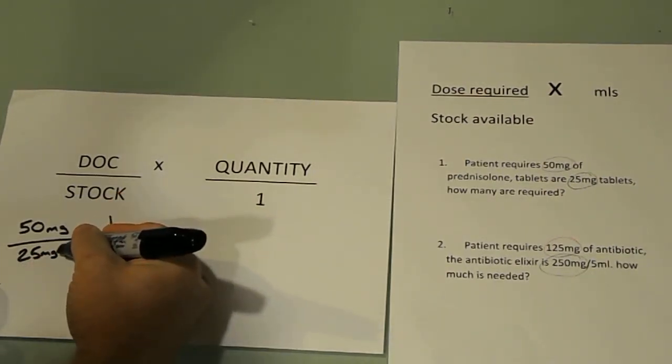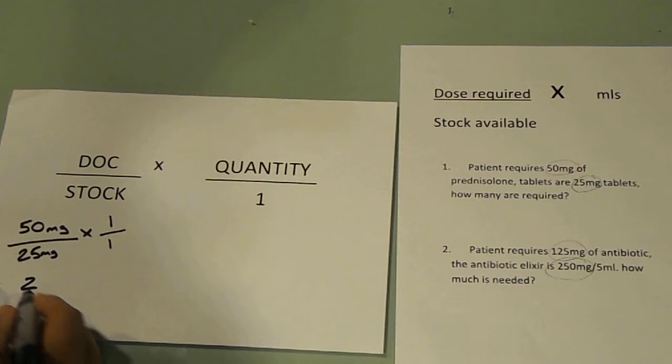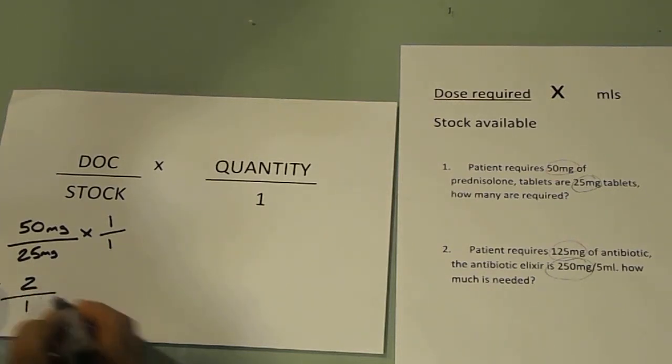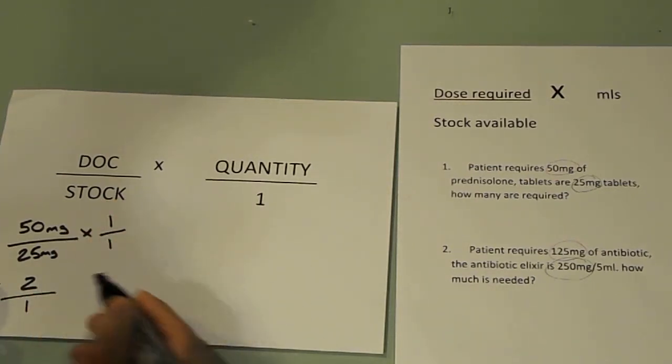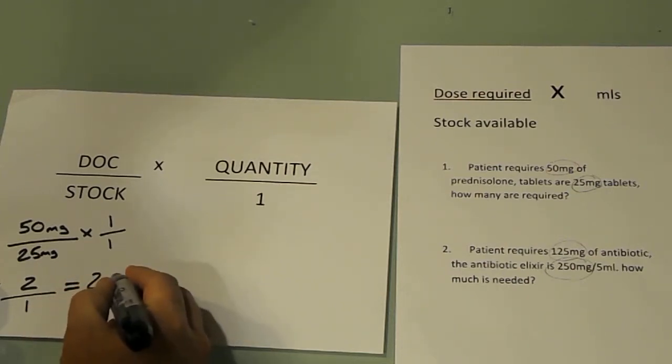This equals... So 25 is our lower denominator. It can go into 50 2 times. 25 into 25 1 time. Times the 1 over 1 times 1 equals 2 tablets.